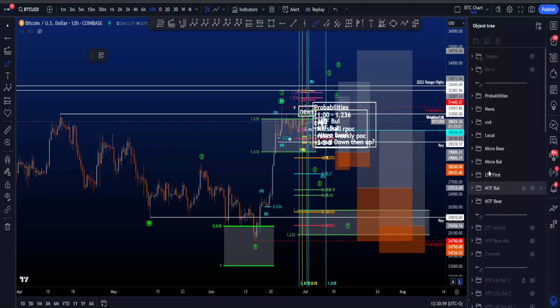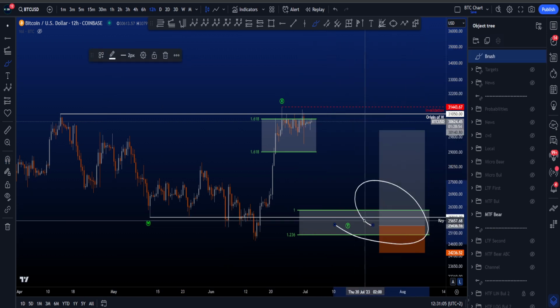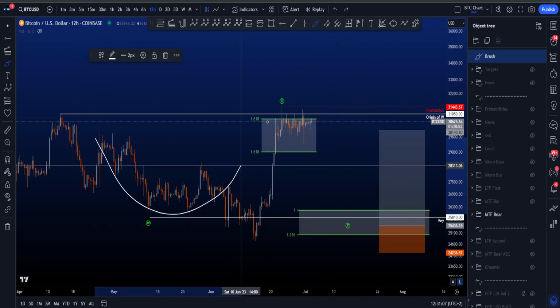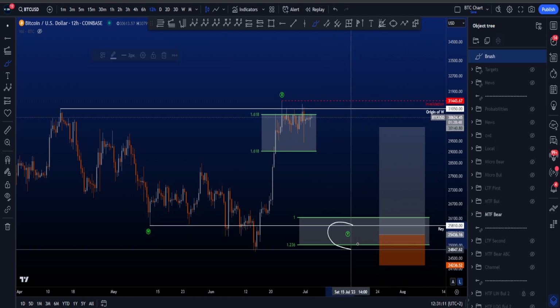Hi everyone, let's go over my medium time frame, low time frame and micro bullish and bearish Elliott Wave scenarios on Bitcoin, including potential trading setups, starting with the medium time frame bearish scenario where we're still looking for a move towards the downside in a wave Y.